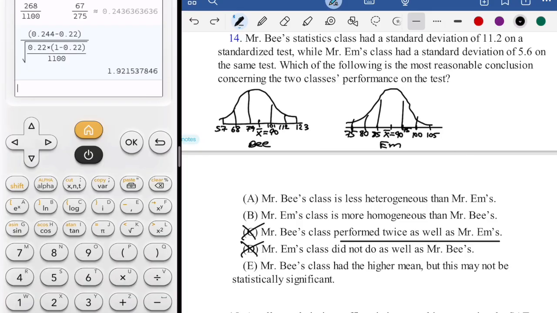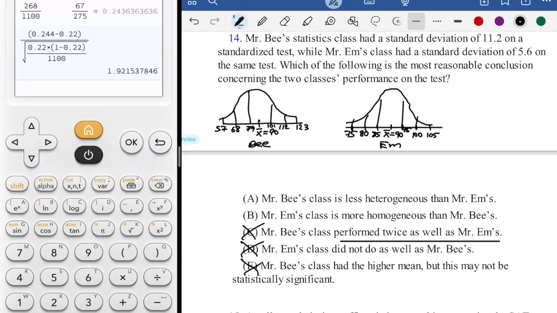So in this case, no matter what terms they use, we can't make a determination based on the information that was given whether one set has a higher mean than the other. All right. Heterogeneous versus homogeneous. More spread out would be heterogeneous. More tightly grouped would be homogeneous, right? So they're going back and forth on that.